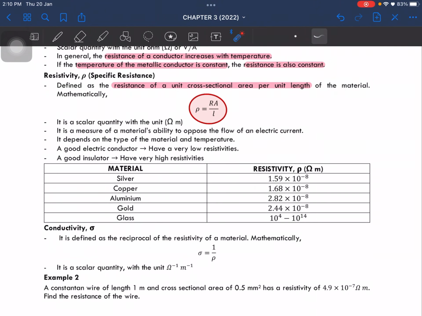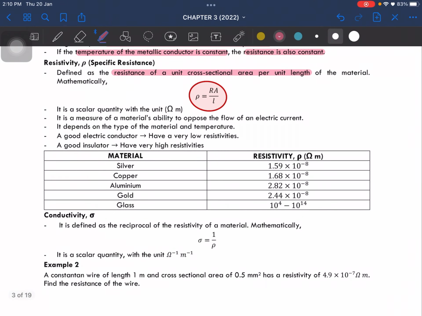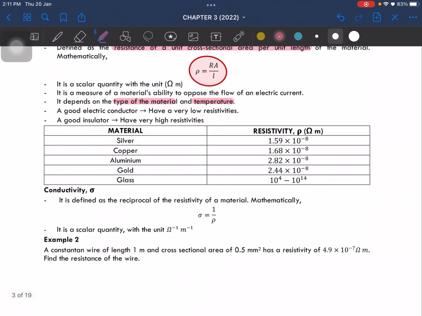It is a measure of the material's ability to oppose the flow of an electric current. So it depends mainly on the type of material and the temperature. A good electric conductor will have a very low resistivity, and a good insulator will have a very high resistivity. Meaning that for it to be an electric conductor, the electric current should flow easily, meaning less resistivity.